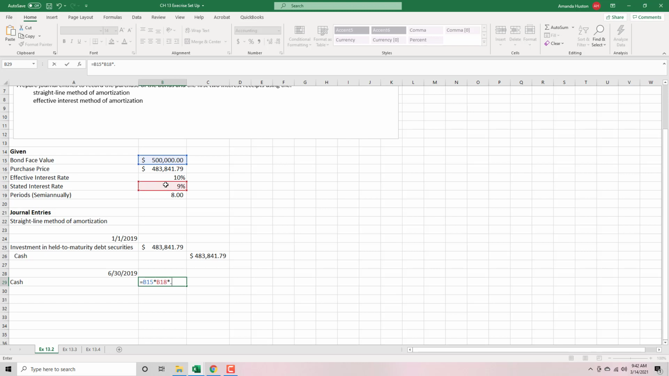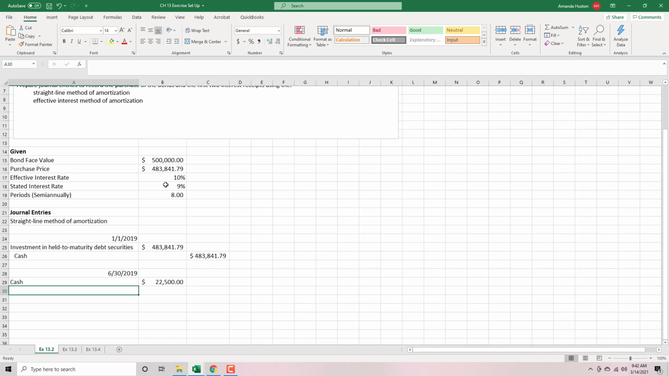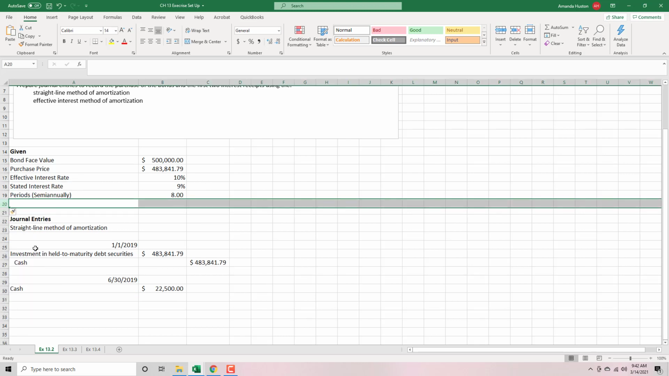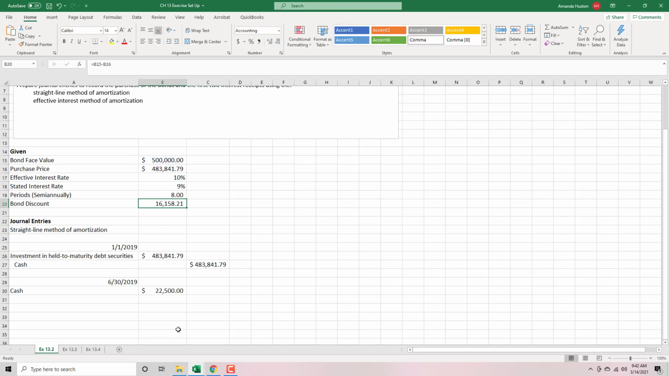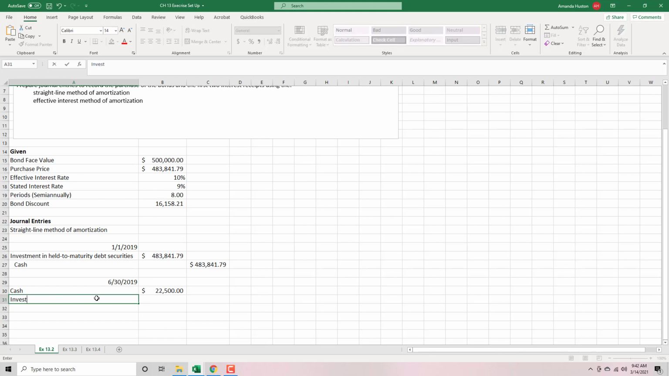So that's the cash. Then we need to calculate the amortization. So this bond was purchased at a discount. So I'm going to go back up to the top and I'm going to do bond discount. I'm going to calculate what the actual discount was. The discount was 500 minus what we paid, or 16,158.21. So the way on straight line we would calculate this, we would add it to the investment. So we bought it at a discount, we're going to write it up to bond face value, because that's what we'll get paid out at the end.